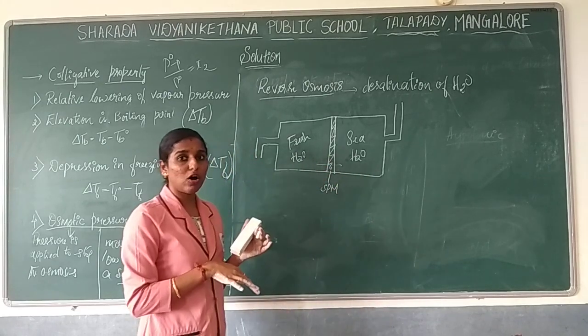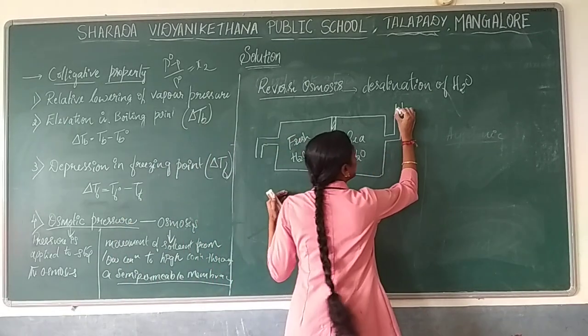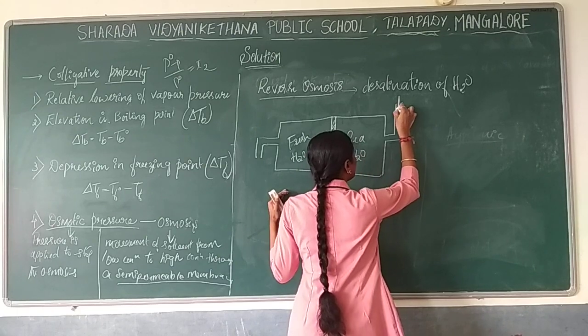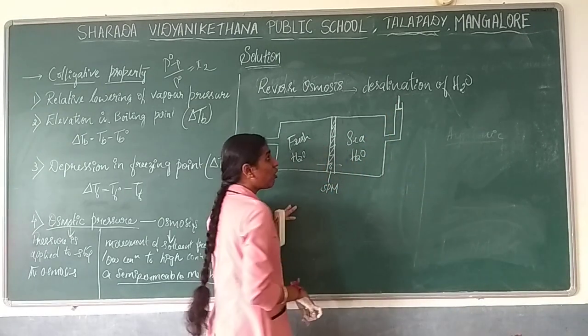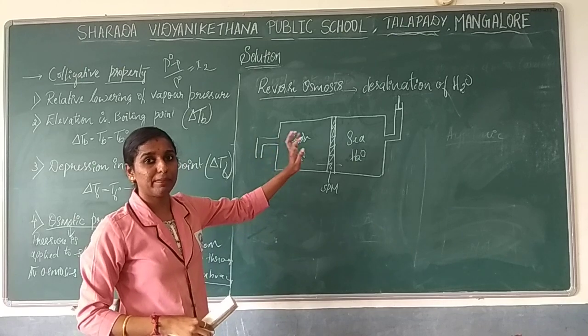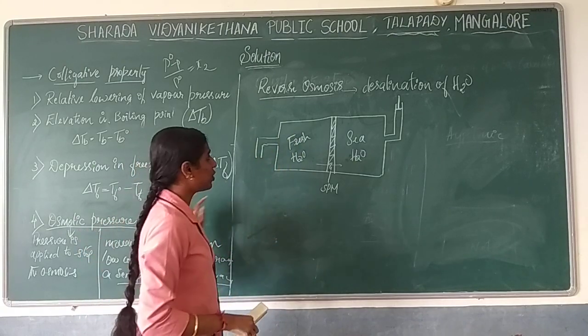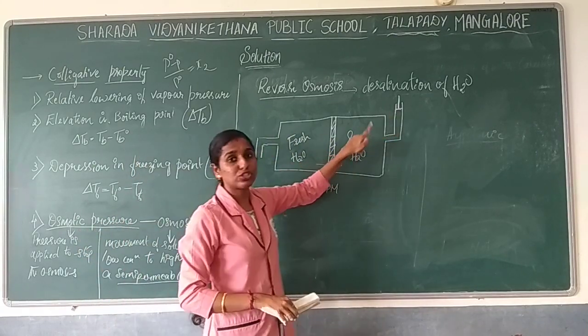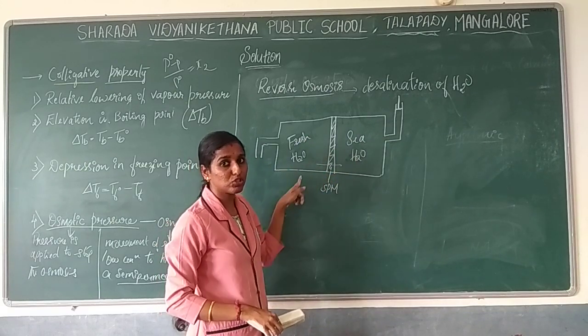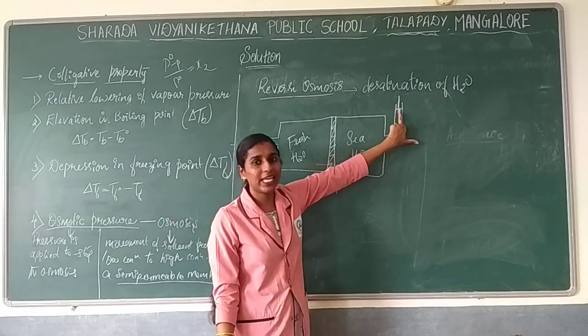Now to stop the osmosis, what will you do? You will apply pressure. From here, just apply pressure so that the osmosis procedure will be stopped. That will be considered as osmotic pressure. The pressure applied to stop the osmosis will be considered as osmotic pressure.